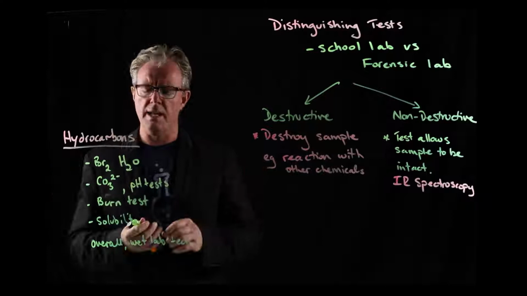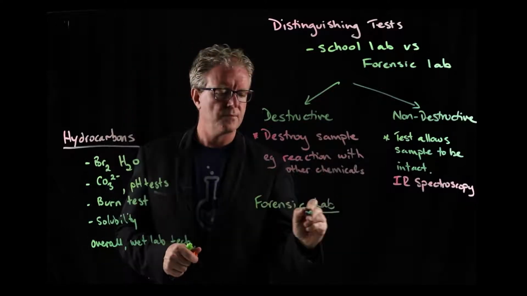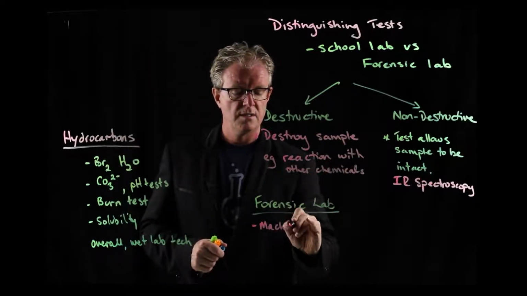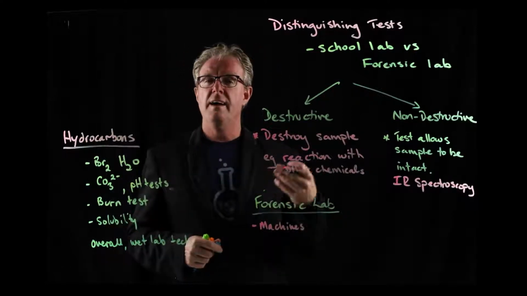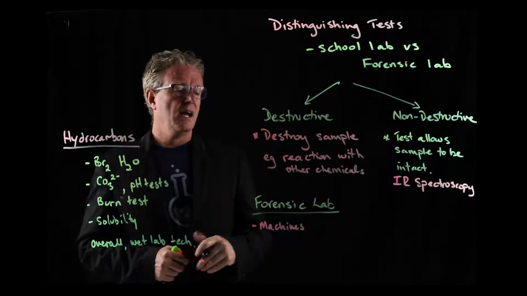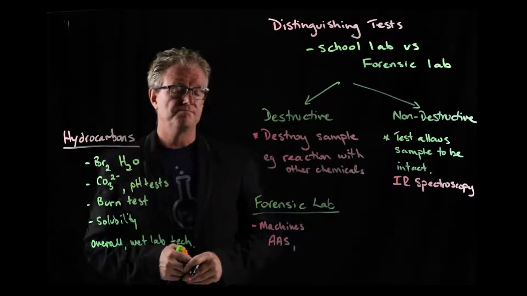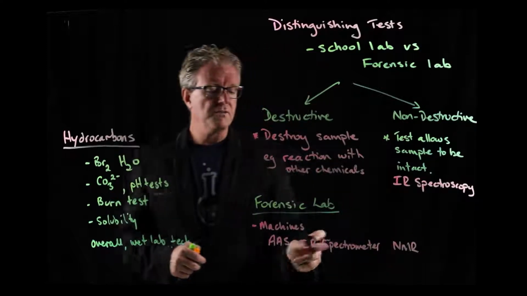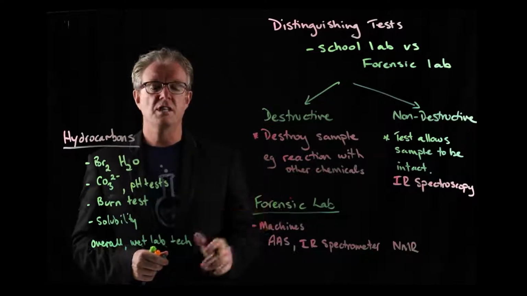But what about a forensic lab? Well, a forensic lab will employ a lot of machines, right? A lot of machines that are large, expensive. They allow for faster analysis, smaller sample requirements, and so they can be anything from an atomic absorption spectrometer, which is destructive, infrared spectrometer, NMR, etc. So there's a lot of different machines they can employ.